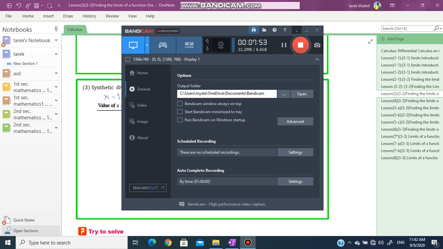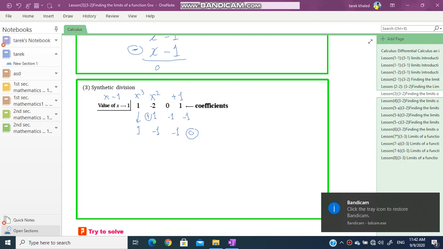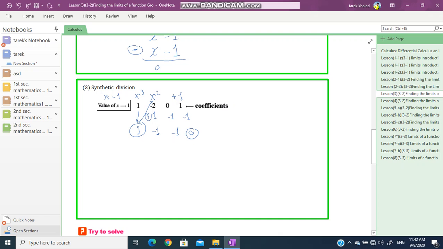So the value of the result will be 1 multiplied by x power 2, it will be x power 2, and negative 1 multiplied by x will be negative x, and negative 1 multiplied by the absolute term equals negative 1. So the quotient will be x power 2 minus x minus 1.